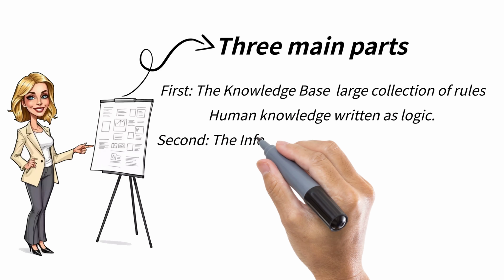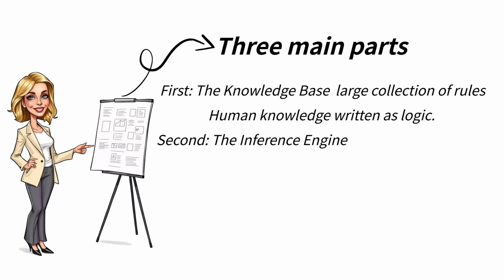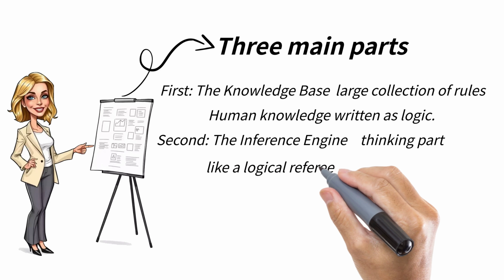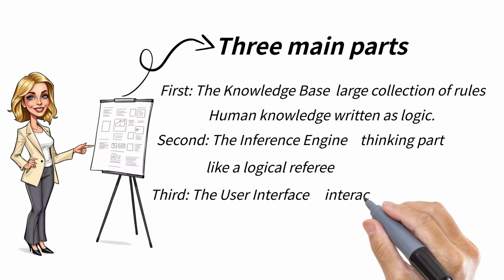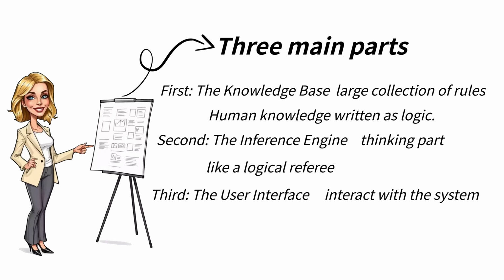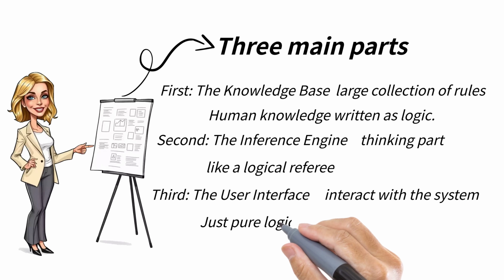Second, the inference engine. This is the thinking part. It checks which rules apply, which conditions are true, and what conclusions to reach. Think of it like a logical referee. Third, the user interface. This is how humans interact with the system. You answer questions, the system gives advice or decisions. No learning, no guessing, just pure logic.